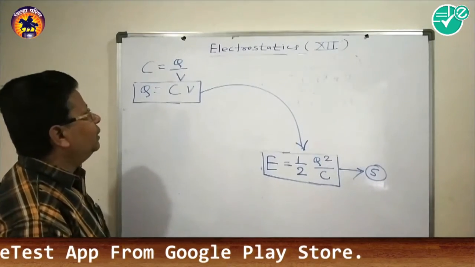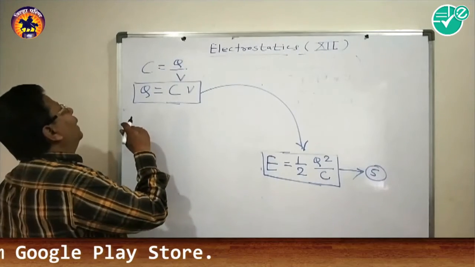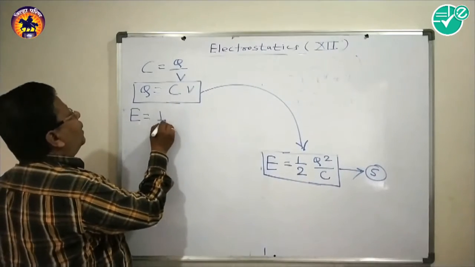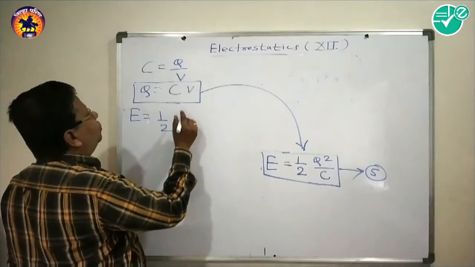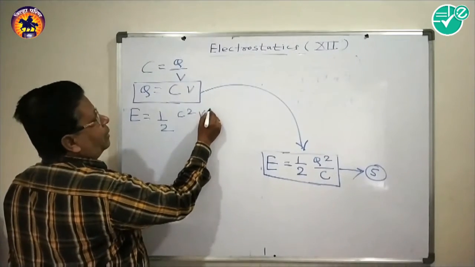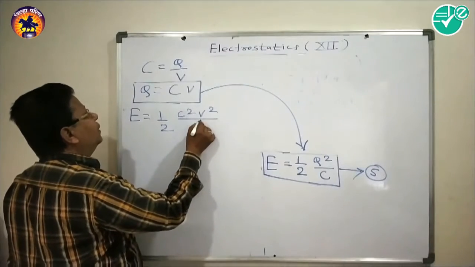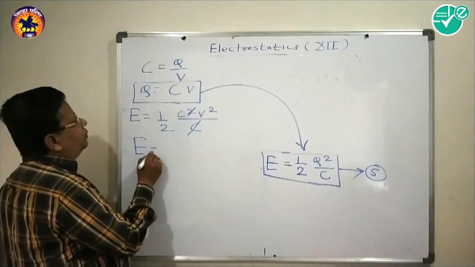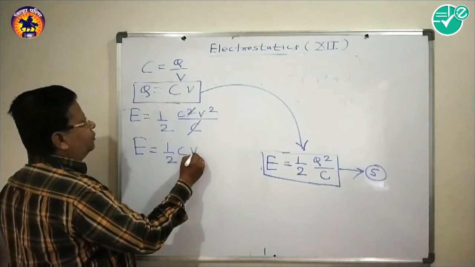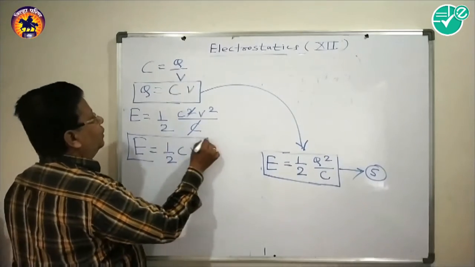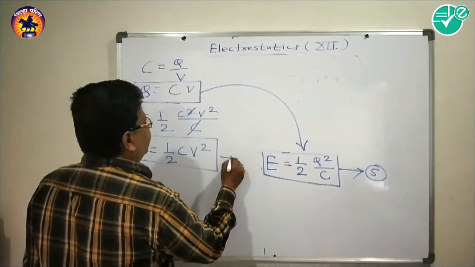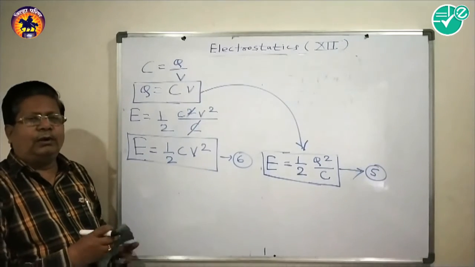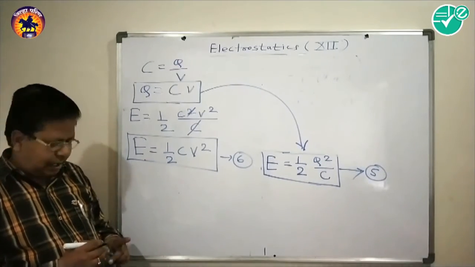for energy stored in the capacitor, then energy is equal to 1 by 2, value of Q is C into V, square is C square, V square divided by C. So this one C gets cancelled with this one C. So energy is equal to 1 by 2 CV square. Say this is equation number 6. So this is another form of energy stored by a charged capacitor.